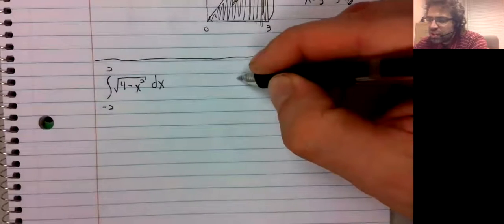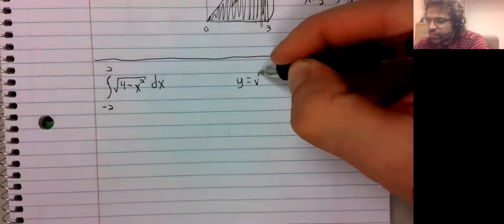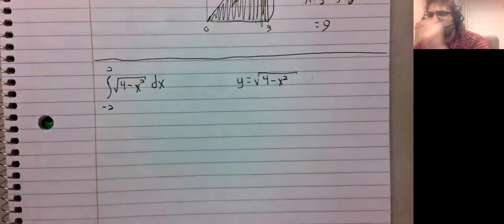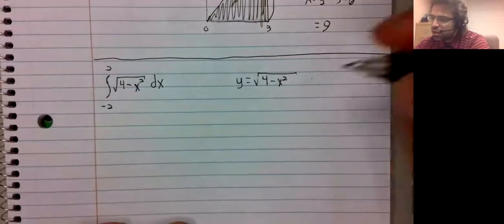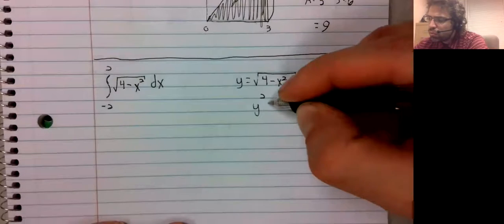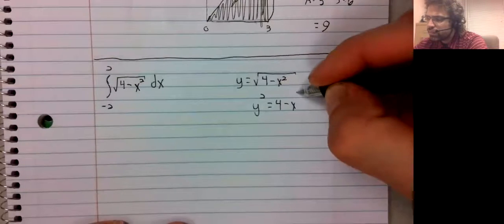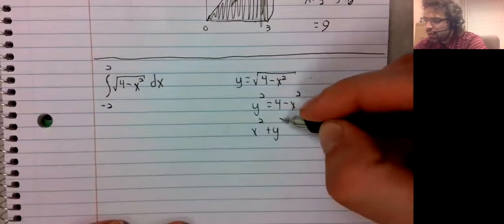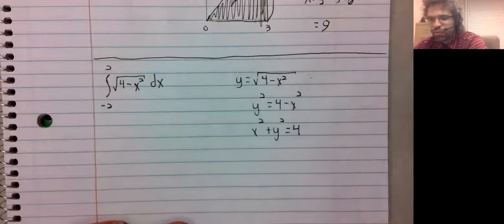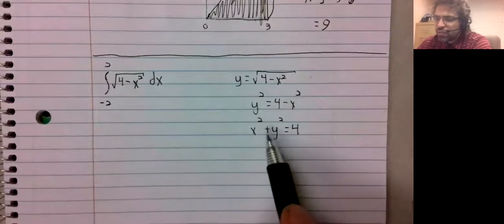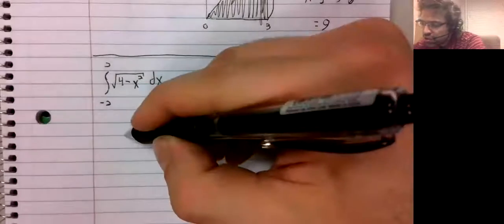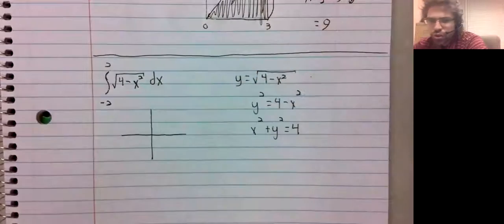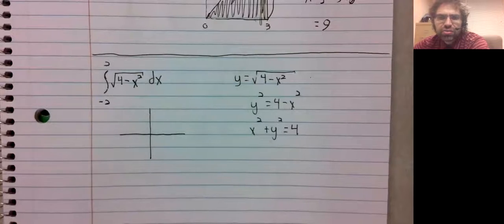It's maybe less intuitive what this graph is geometrically. But if we square both sides, and assuming we remember the circle formula, x squared plus y squared equals 4 is a circle centered at the origin with radius 2.